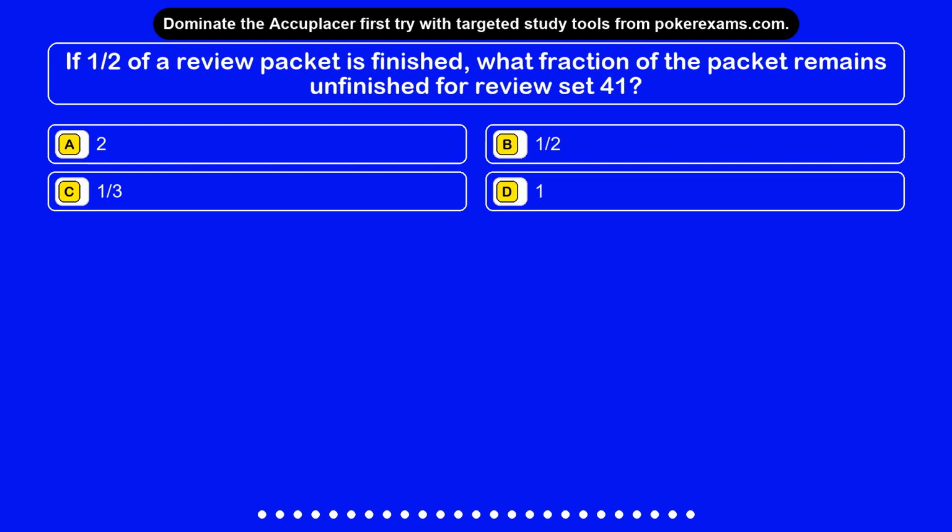Question 2. If 1/2 of a review packet is finished, what fraction of the packet remains unfinished for review set 41? Option A, 2. Option B, 1/2. Option C, 1/3. Option D, 1.